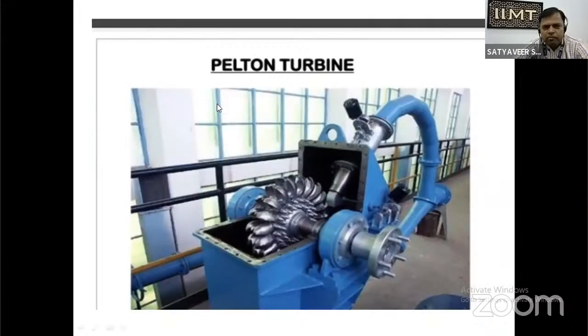This is the systematic view of the Pelton wheel turbine that is installed in the laboratory for experimental purposes. So this is basically the shaft, and these are the buckets that are fixed on the runner. The runner is the rotating part, and this is the chamber in which water is filled.